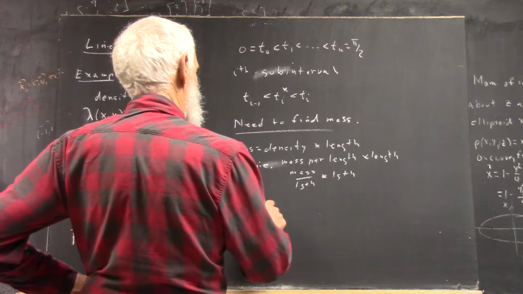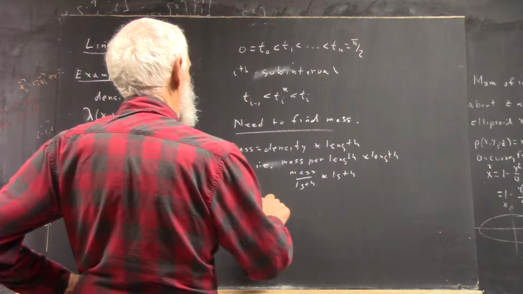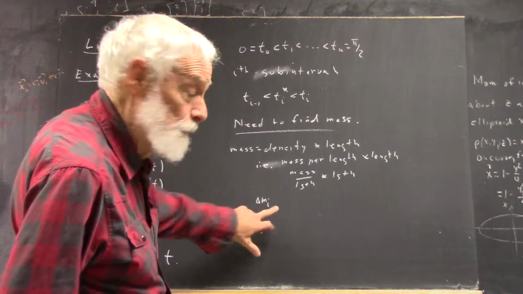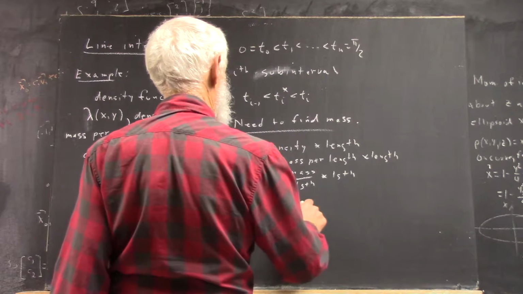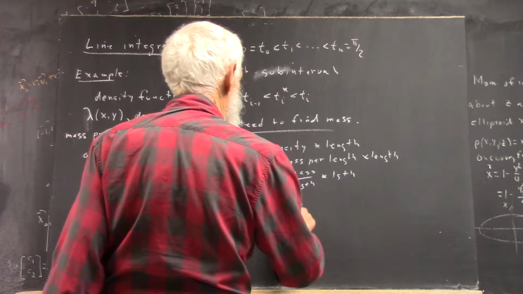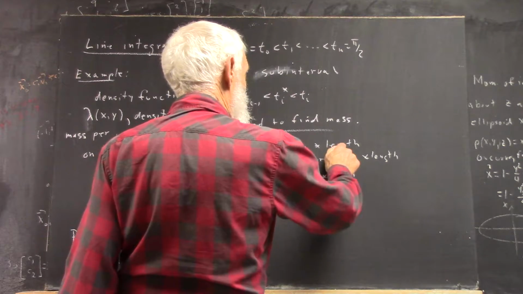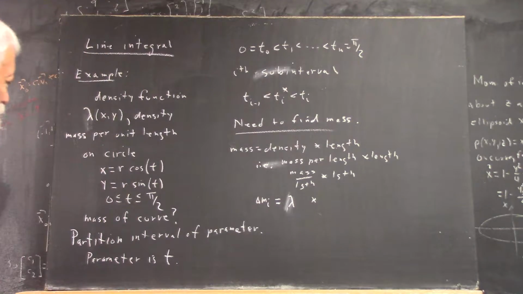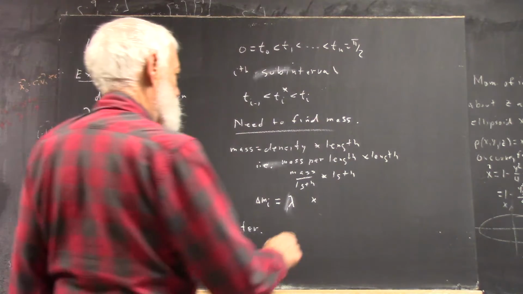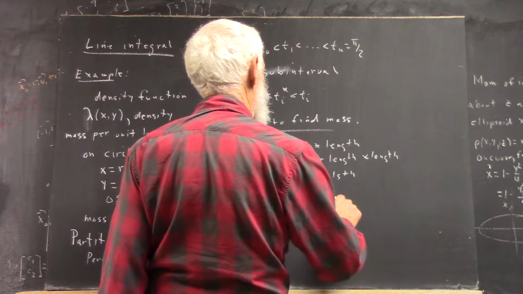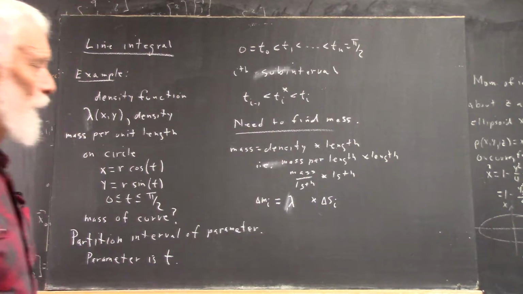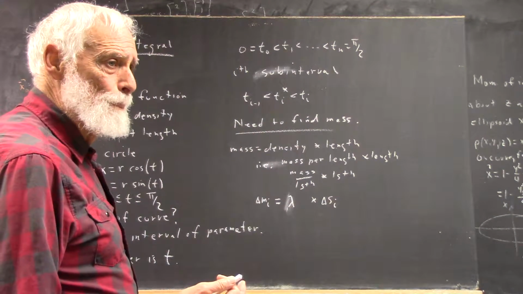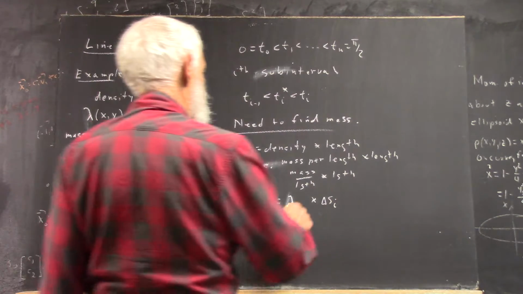Okay, so we're going to say delta M sub i, because we're going to use the mass contribution from the ith interval, is density, and it's lambda, not rho, times length, and length is just your delta S. And lambda is evaluated at what point? T i star. Okay, lambda of t i star.